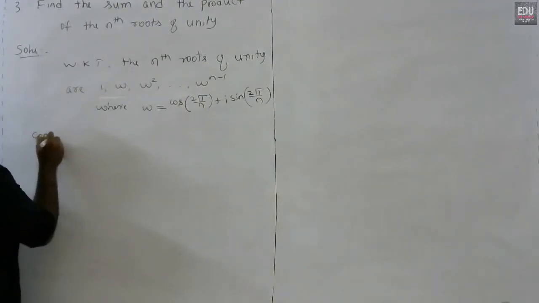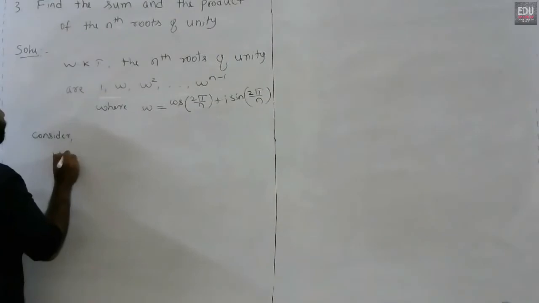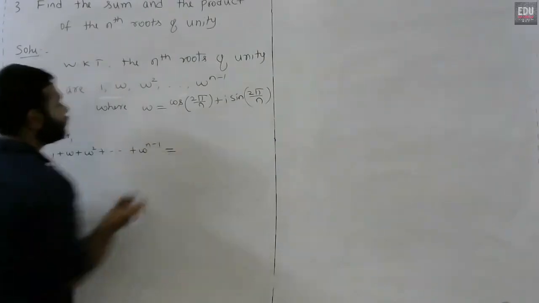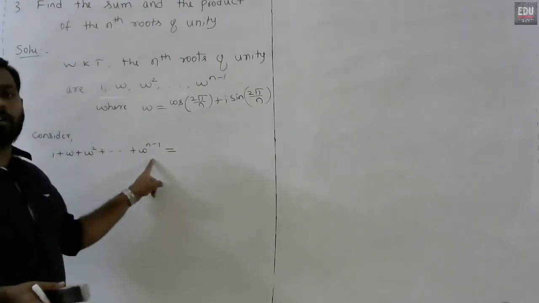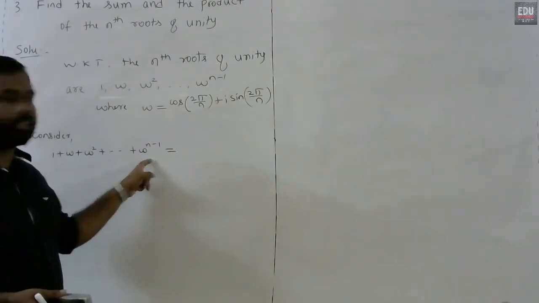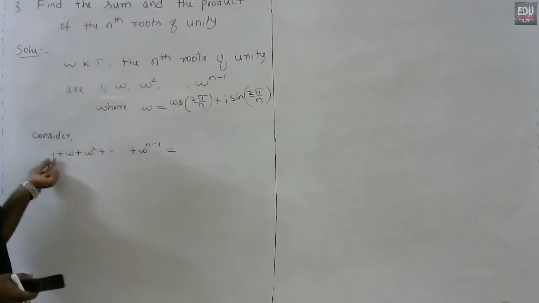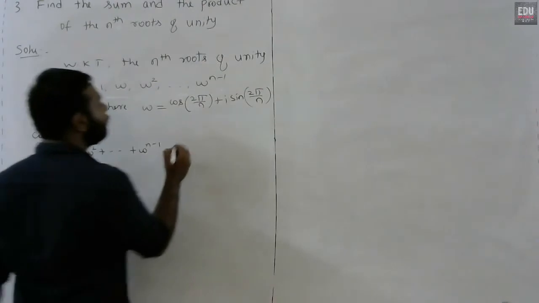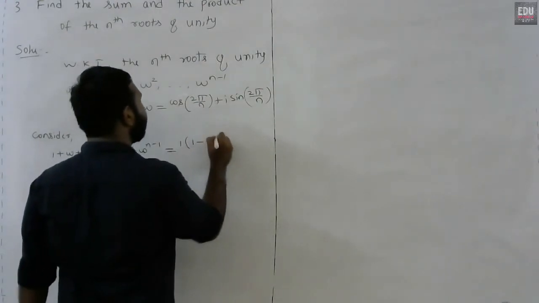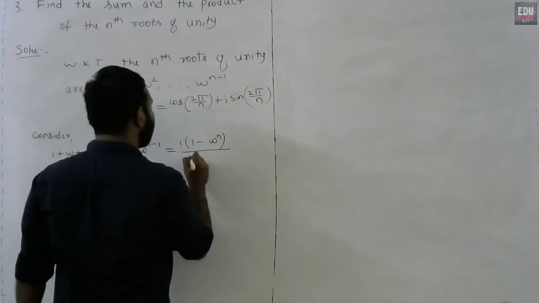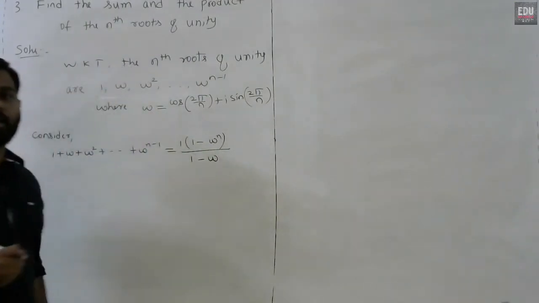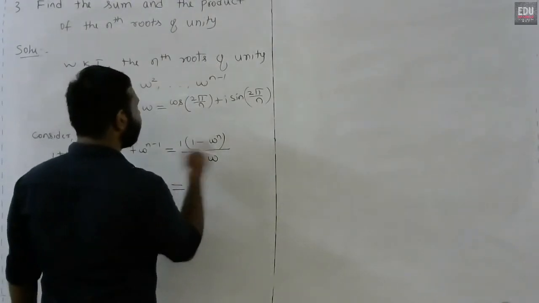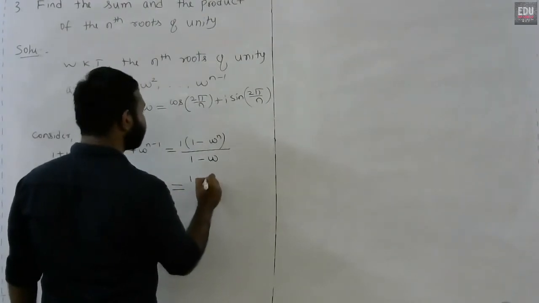Now first of all, consider the sum. 1 plus omega plus omega square plus so on omega power n minus 1. So it is just simply sum of geometric terms. So it is a geometric series with first term 1, common ratio omega, and it has n terms. So the sum will be 1 into 1 minus omega power n divided by 1 minus omega. So now this is 1 into anything is itself. So 1 minus omega power n is 1 minus 1, that is 0.